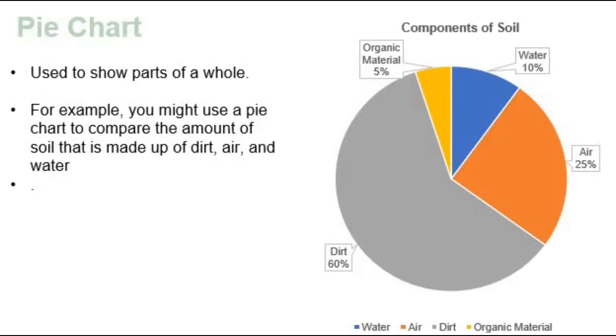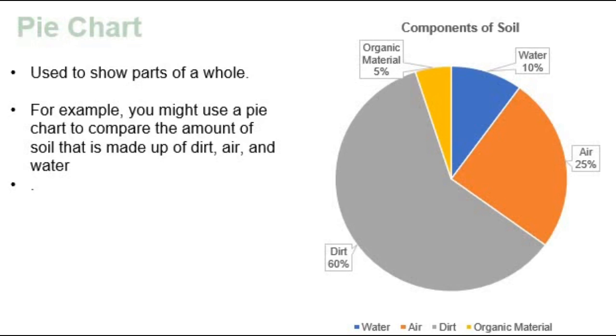The last type of graph is a pie chart, and this is used to show parts of a whole. So, for example, you might use a pie chart to compare how much of the soil is made up of dirt, air, and water.